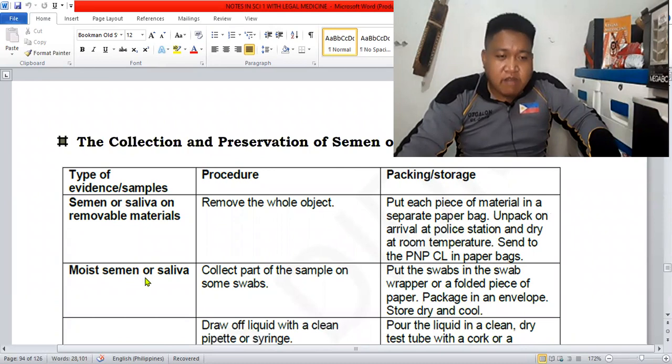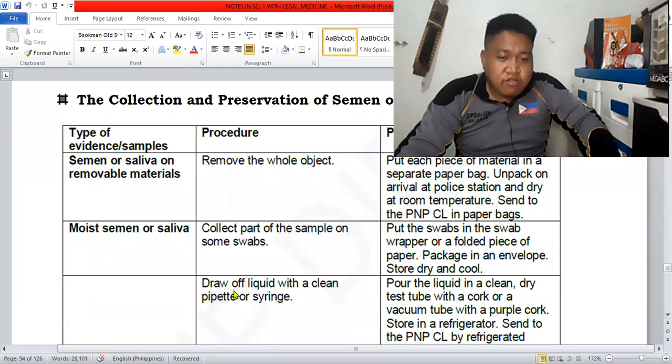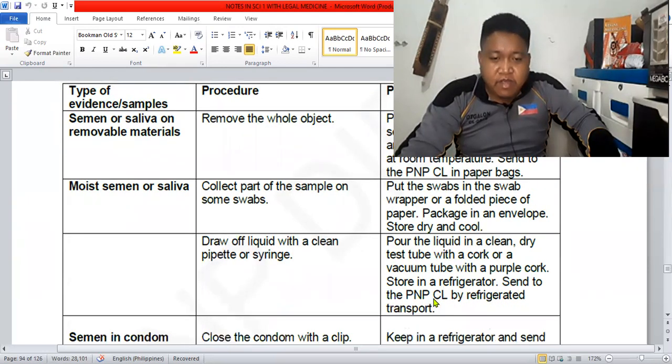Moisten semen, yan, mamasa-masa, or saliva. Collect part of the sample on some swabs. Put the swabs in a swab paper, the same. Then or draw off liquid with a clean pipette or syringe. Yeah. Pour the liquid in a clean or dry test tube, the same.